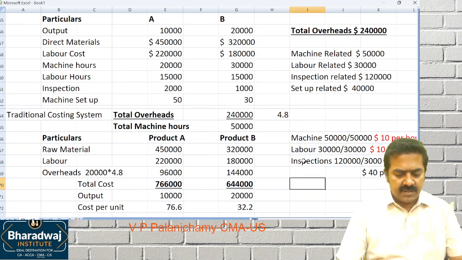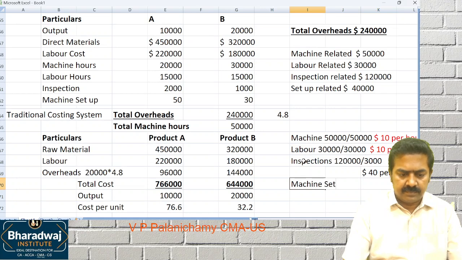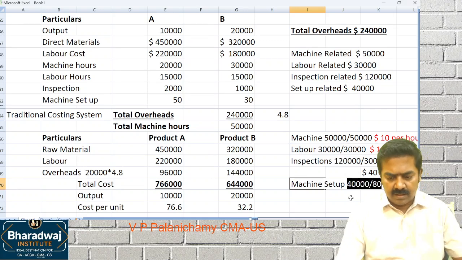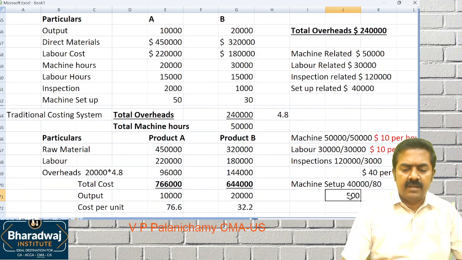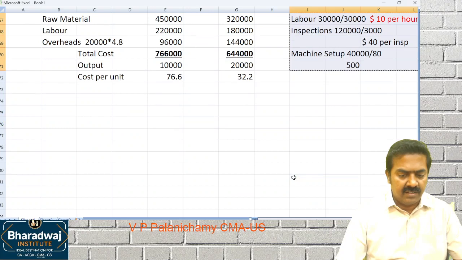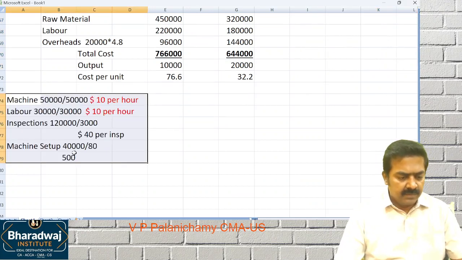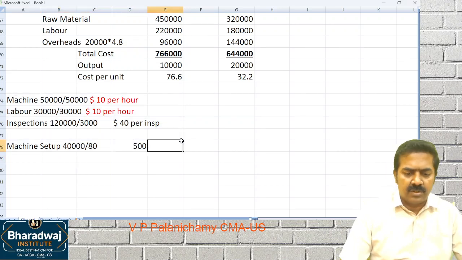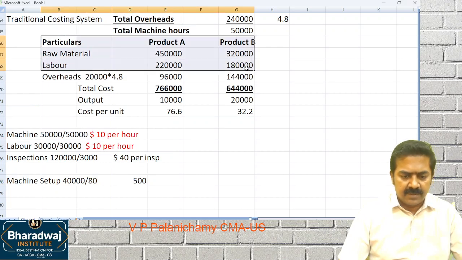That is for inspections. Machine setup, $40,000 divided by 80 times they set the machine, like changeover time. This will give us cost per setup, 500 per setup. This we work out. This is called activity based cost. Using this activity based cost, we are going to assign the cost to the product.